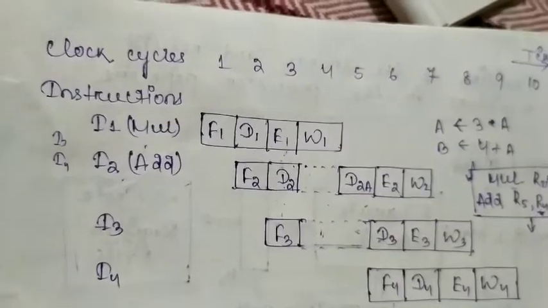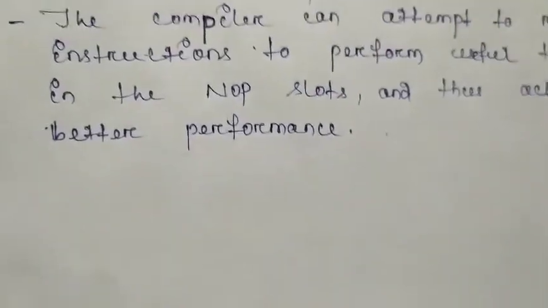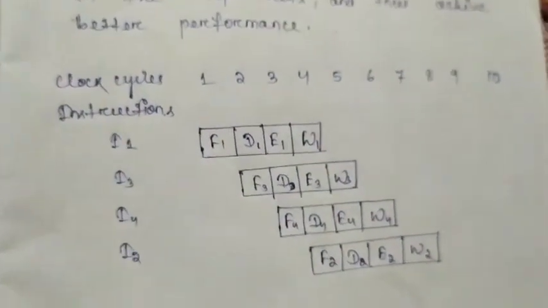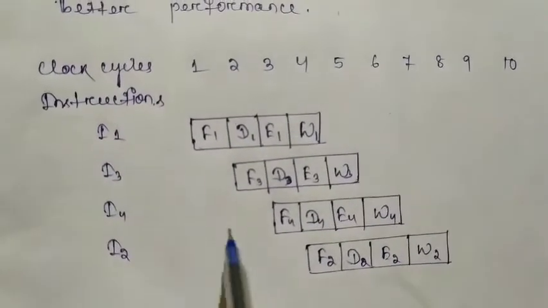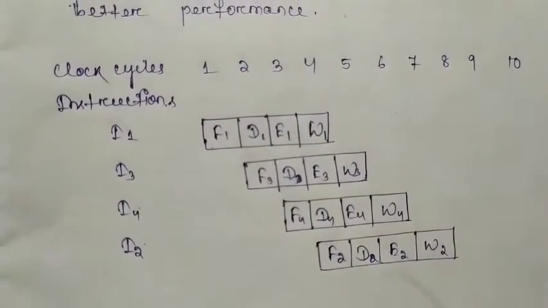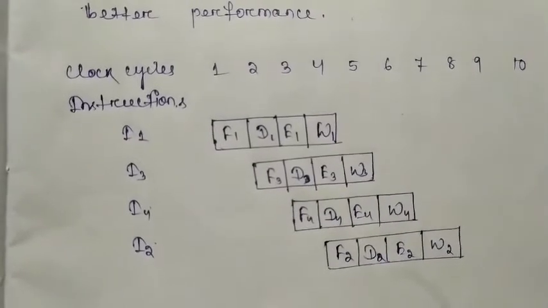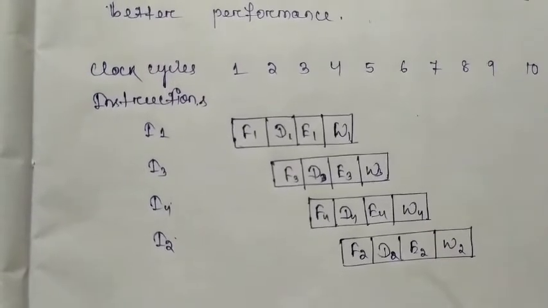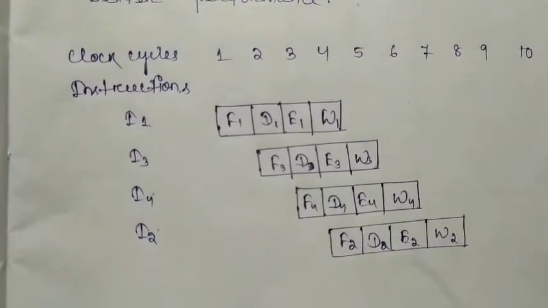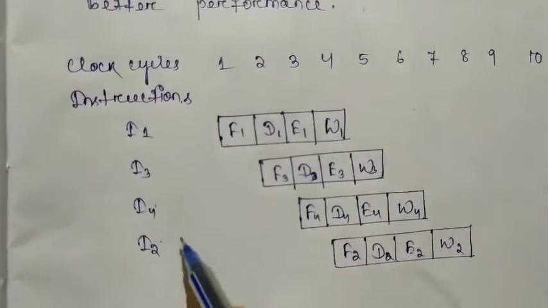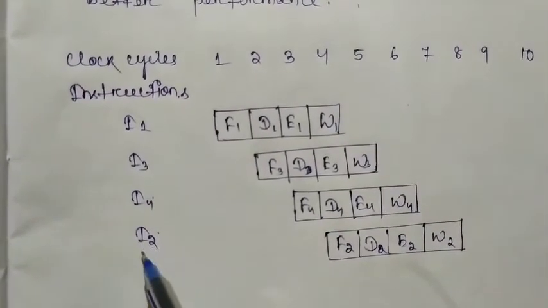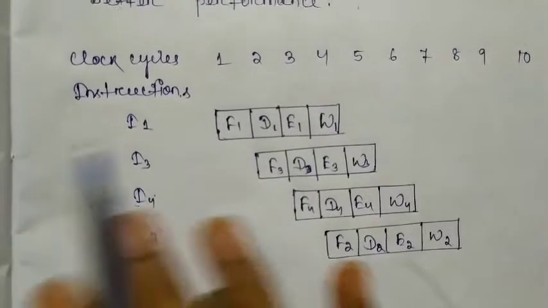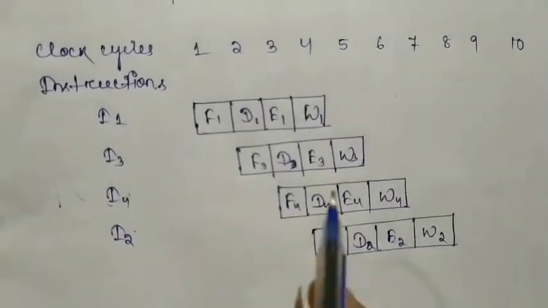Here they are inserting the NOP instruction. Let me draw it again. If we reorder like this, you can insert other instructions also. I have taken only 4 instructions in the figure, but in an actual program there may be more than 4 instructions, so it depends on the compiler. For these 4 I have reordered like this. You can also put I4 here and I3 here, no problem, but there must be no stall.